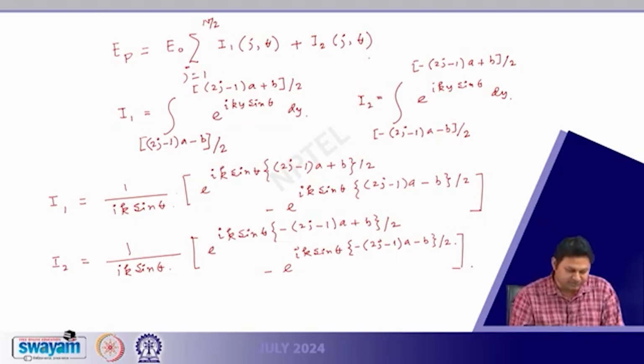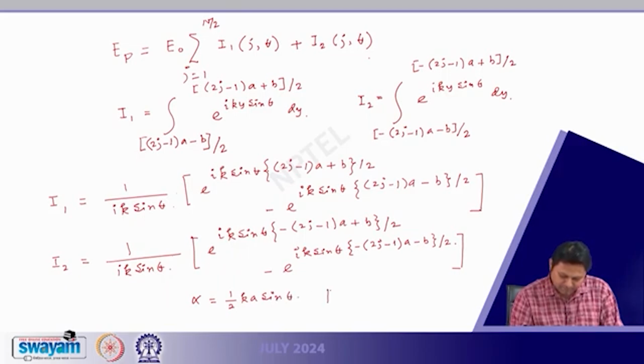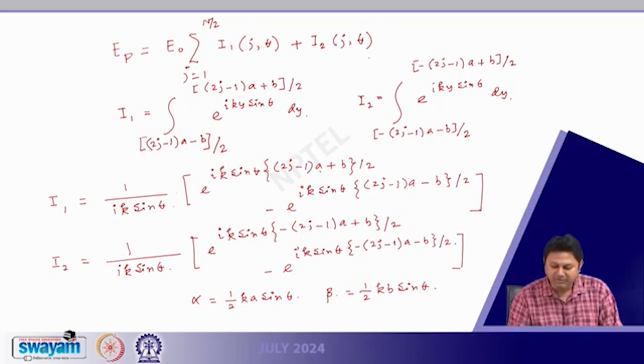Now, I need to just rearrange a few things and then I will get the result. Alpha by definition was half k a sin theta, and beta was half k b sin theta. That I would like to introduce here, because in the integral you can see that the term k sin theta divided by 2, times a, is present. If I put it in, then the integral looks simpler.